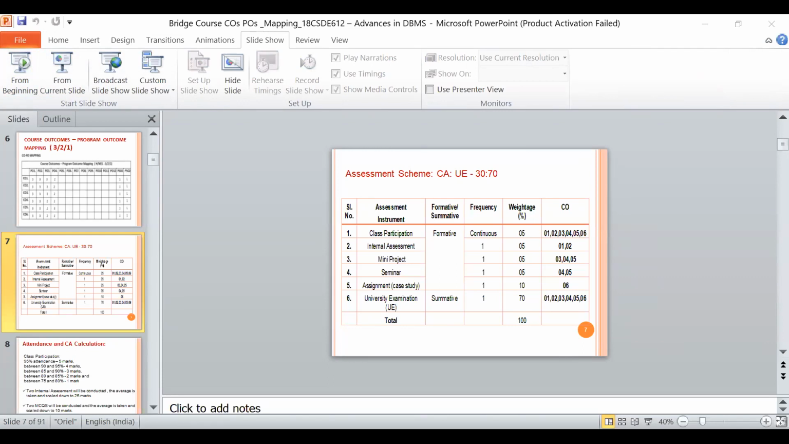Yes, sir. Yesterday's class we were discussing the basic concepts of advances in database management system. We discussed the PO statement, outcome, then we discussed five modules, textbooks and reference books.